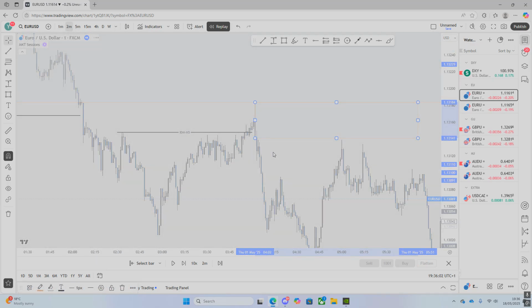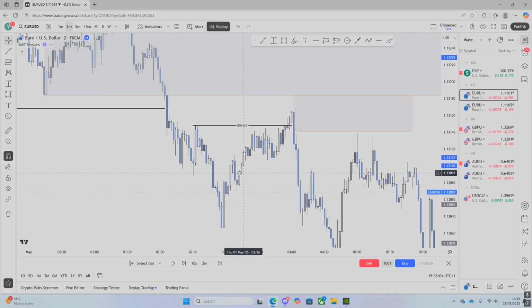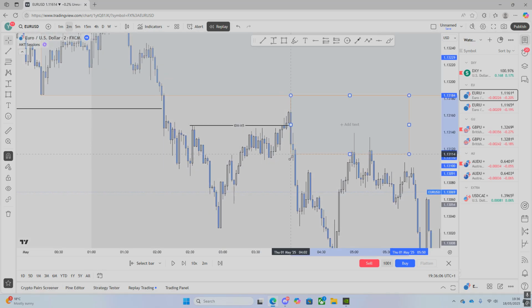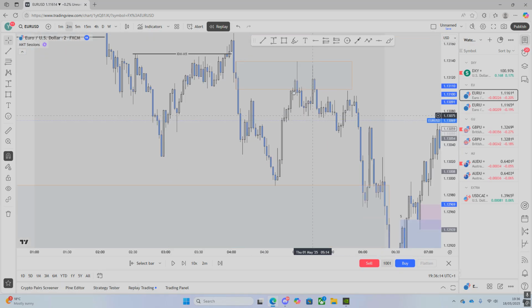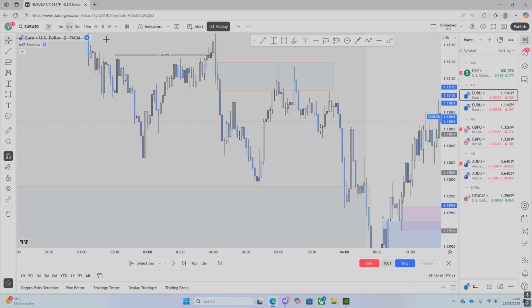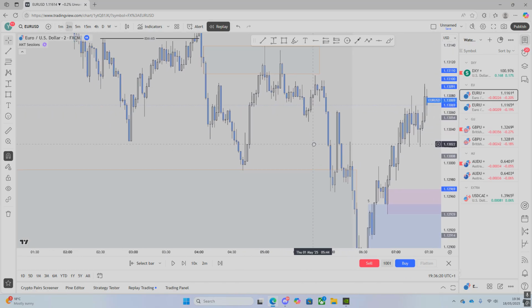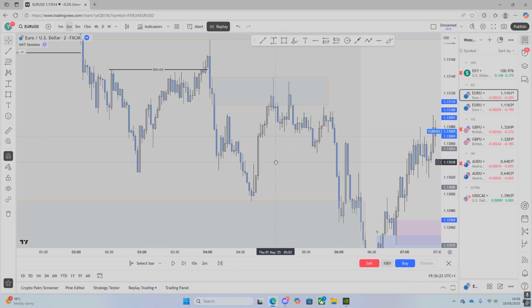Yeah, let's see if it mitigates the 2 minute. See, this is why you need a 2 minute sometimes. It tapped the 2 minute, and then it went down. I made another 2 minute here, and then it went down, hit TP. Alright, that's fine.